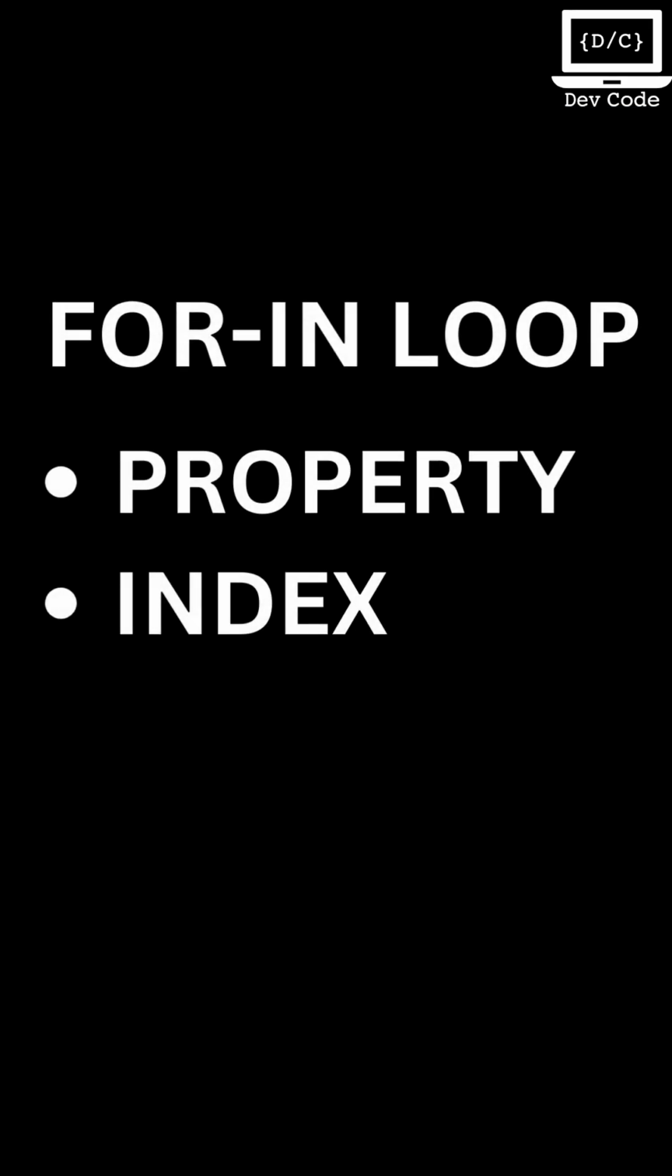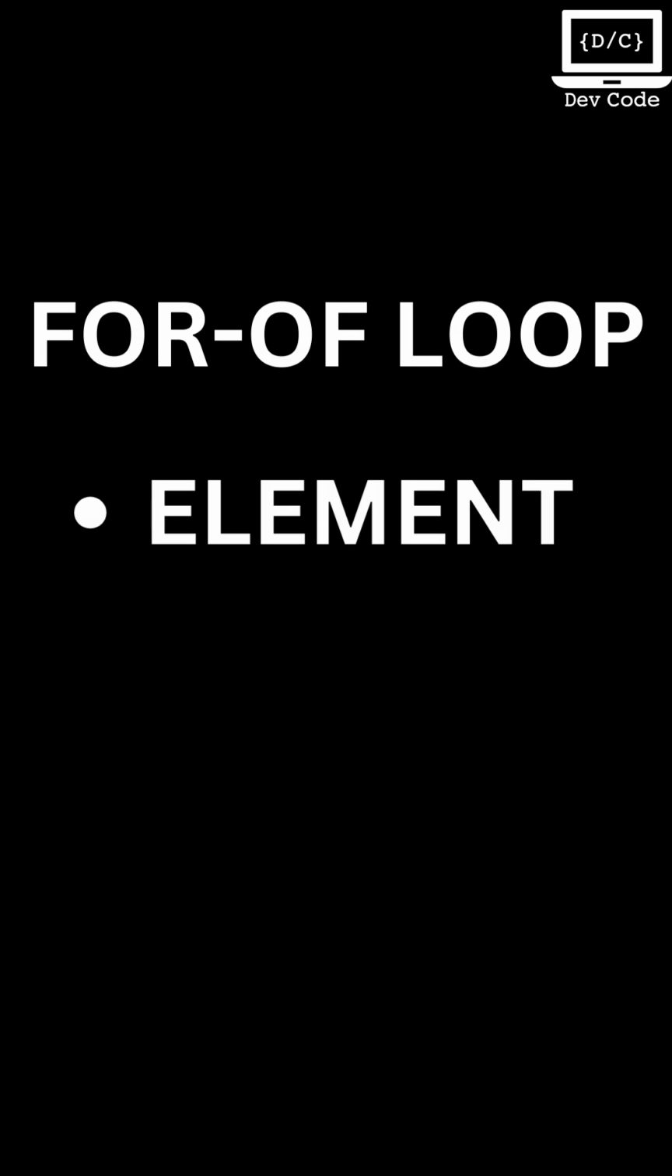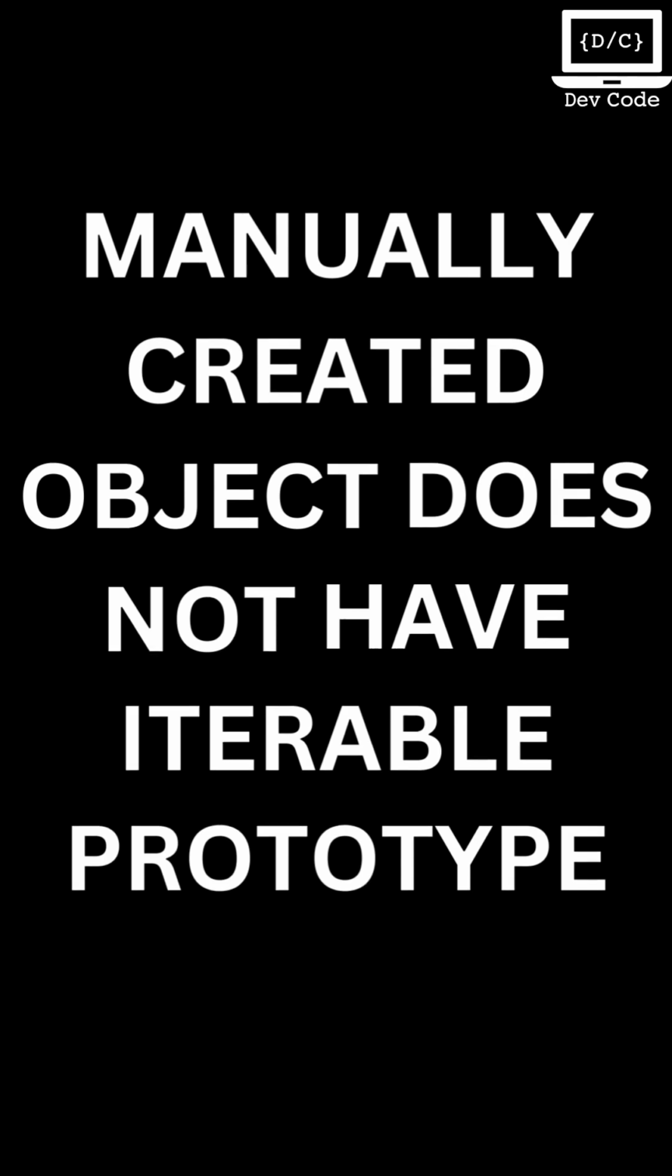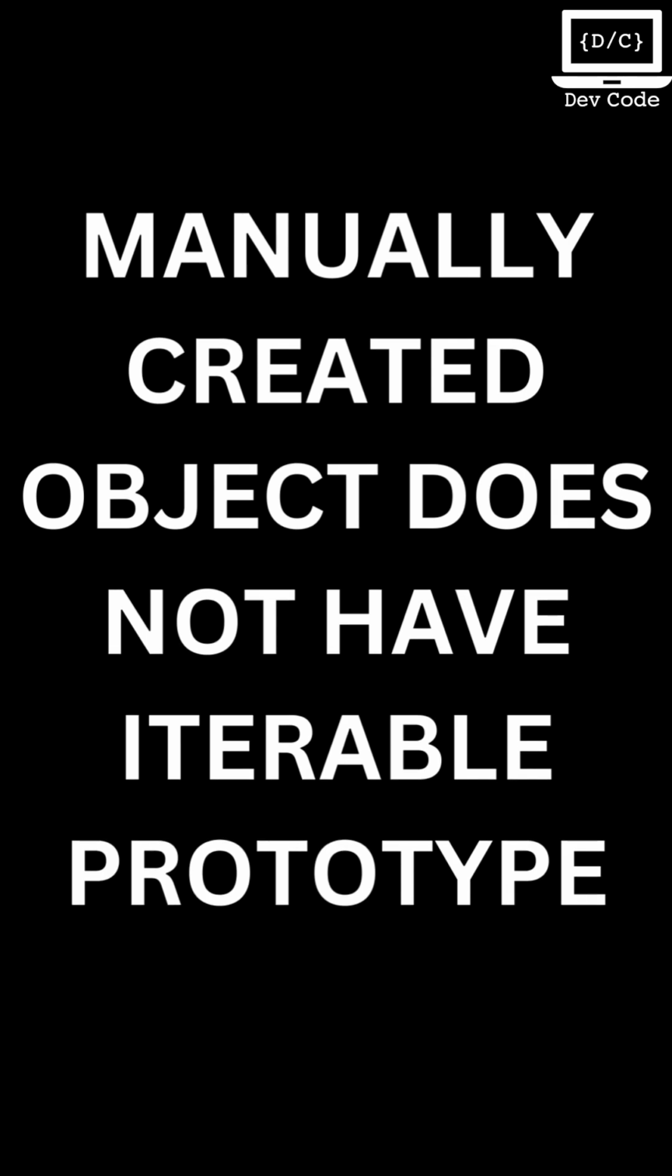So in simple words, in the for in loop, we get the access to the property or index of an iterable, but in case of for of loop, we directly get the access to the element of an iterable. The for of loop won't work for an object because a manually created object does not have the iterable prototype.